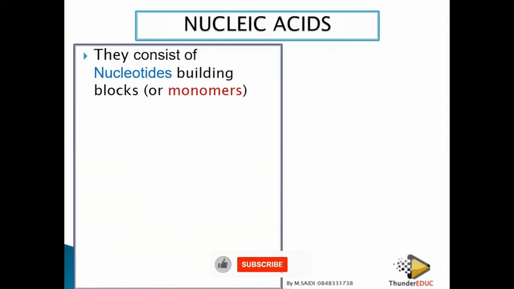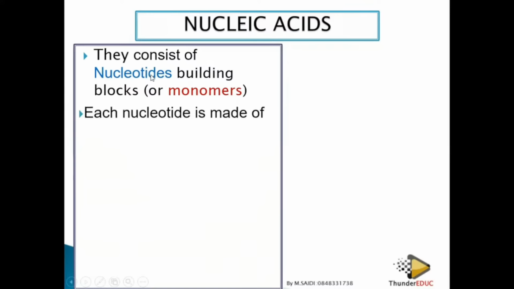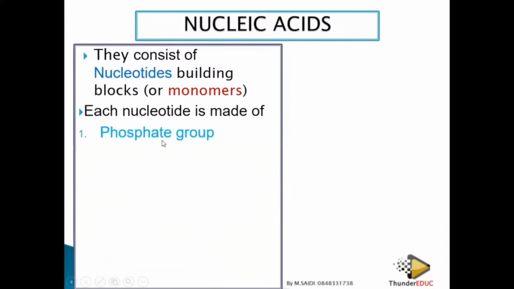Those are the nucleotides. Don't forget that, the meaning of the nucleotide. So let's look at it. A nucleotide is made up of, number one, a phosphate group. You have to know this. The phosphate group is represented as a circle, and then it is made up of a sugar.